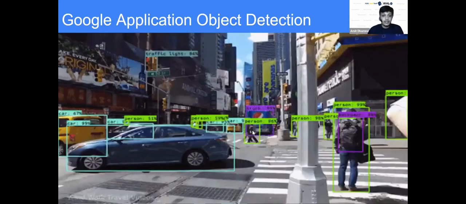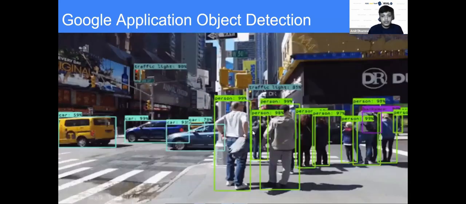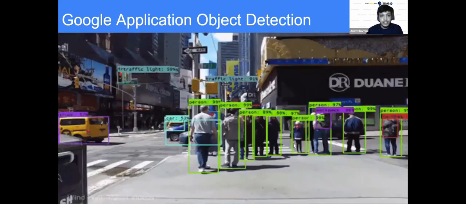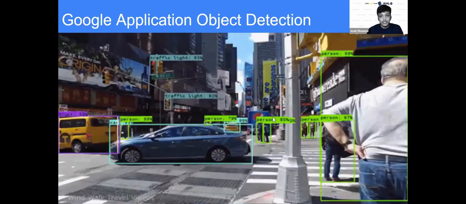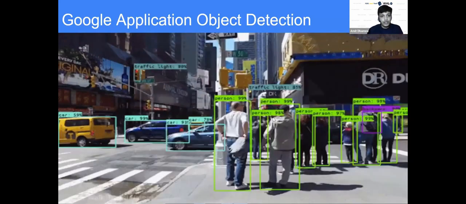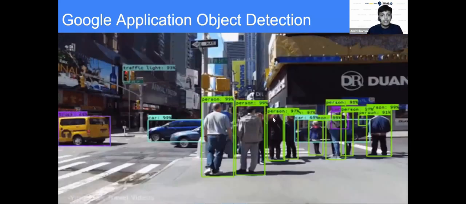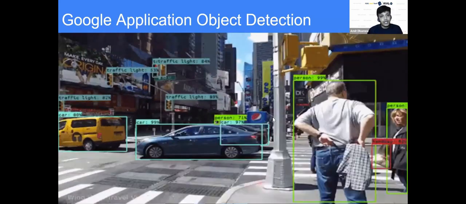You can see person, car, truck, you can see the truck also, traffic light. These all are based on this object detection, and it is an example of computer vision. Computer vision is a module which is based on deep learning neural network algorithm.